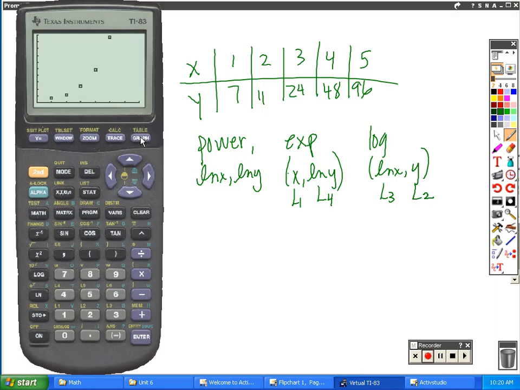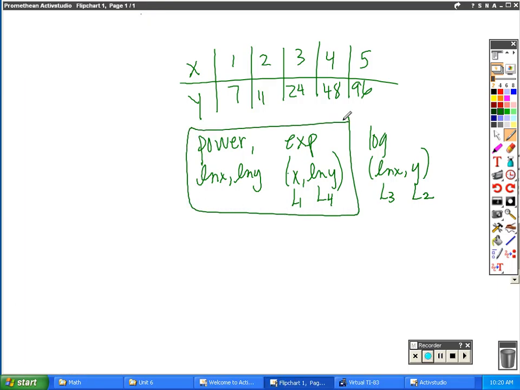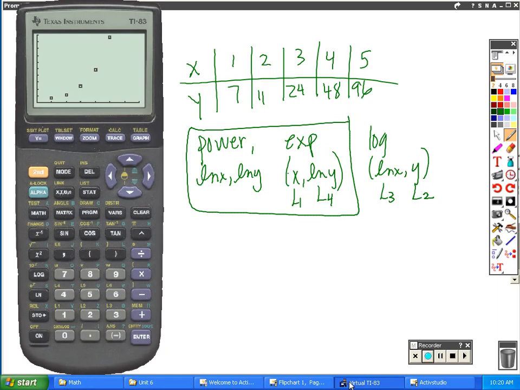So it's either exponential or power function. And so I know it's going to be one of these two. So I'm going to come back over here, and I'm going to go to my stat plots. And this is on, but I'm going to use ln x, which is in L3, and ln y, which is in L4. I'm going to use that as a box.